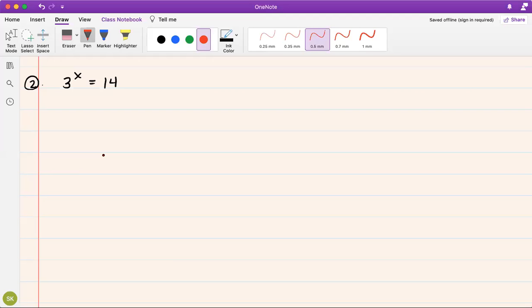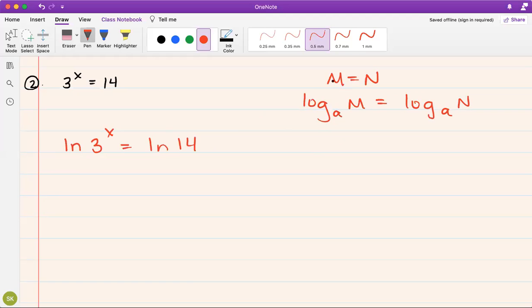My favorite log is the natural log. So what I'm going to do is put natural log in front of both of these. Now remember, we had that if m is equal to n, then we could say log base a of m is equal to log base a of n. And that's what I'm doing here. So I'm going to say ln of 3 to the x, this is log base e, is equal to ln of 14, because these two things are equal. So this one's m and this one's n.